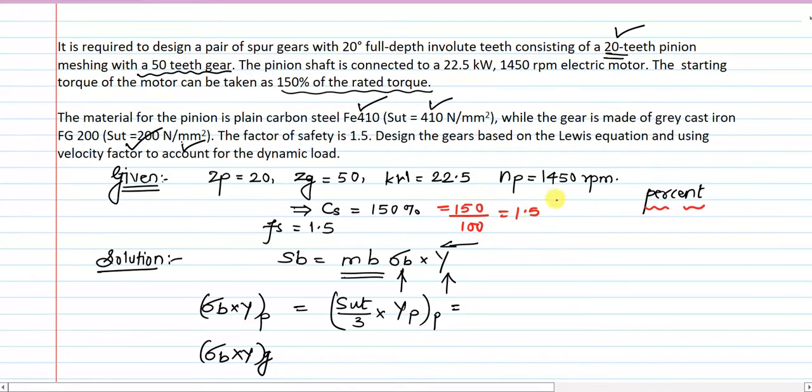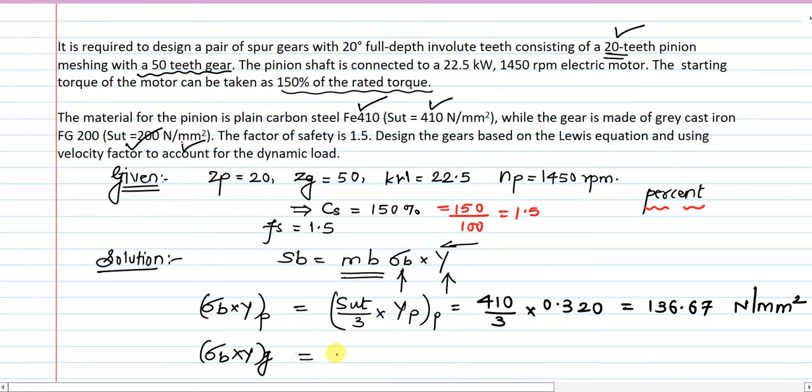So this is equal to SUT by 3, which means 410, that is for pinion. So 410 divided by 3 multiplied by 0.320 for pinion. This product, when we calculate using calculator, comes out to be 136.67. So that is 136.67 Newton per mm square. This is for pinion.